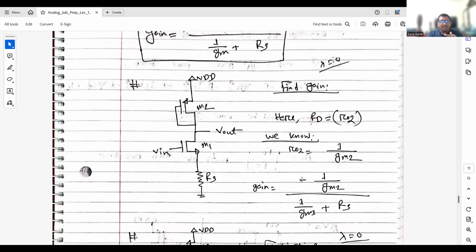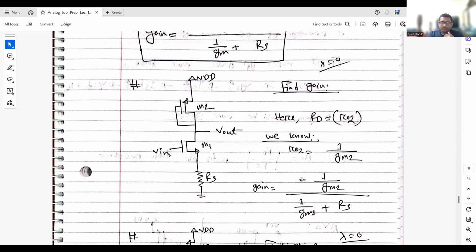Because we can see there is a diode connected MOSFET, a PMOS, as well as an NMOS which is in common source configuration, and it's degenerated. So it's simple. We know here is RD, and RD is nothing but 1 over GM2, as we already found the output resistance of a diode connected load.